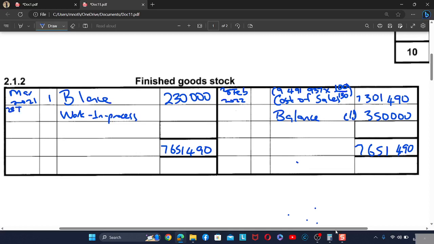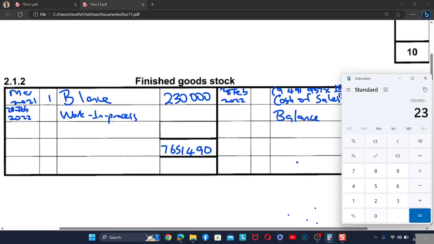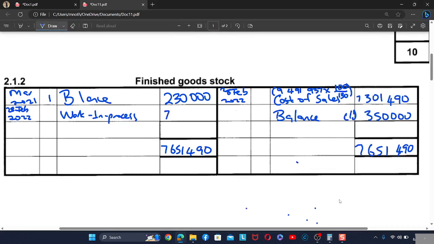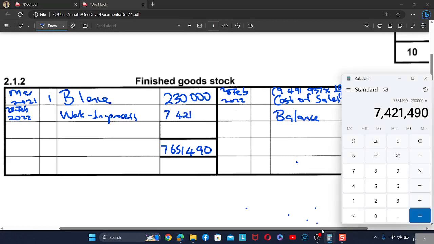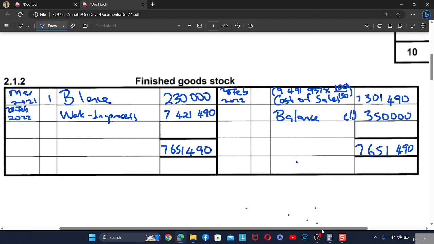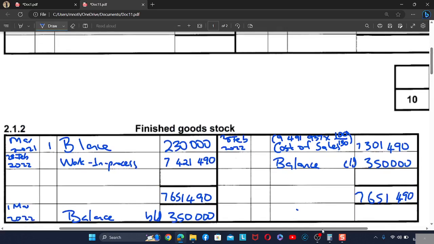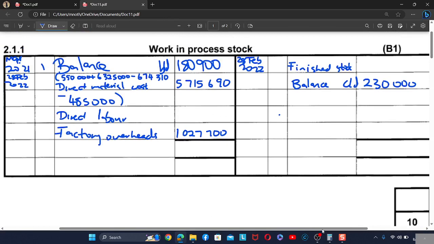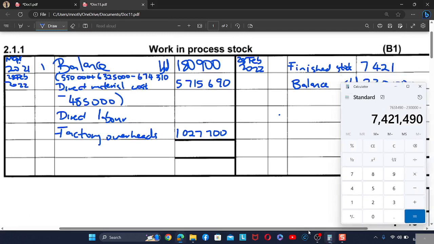So this is 28 February 2022, right? So now let's find it. So I'm going to say 7,490,000 minus 230,000. That is going to be 7,421,490. So this means that at the beginning of the next financial year, on 1 March 2022, the balance brought down is going to be 350,000. Right? Okay. So this means that now we have the amount that we got from the work in process. It is 7,421,490.